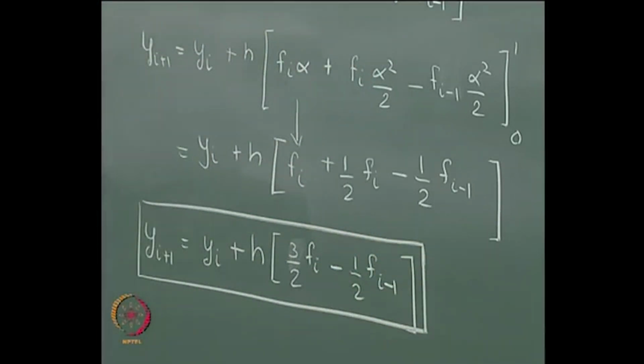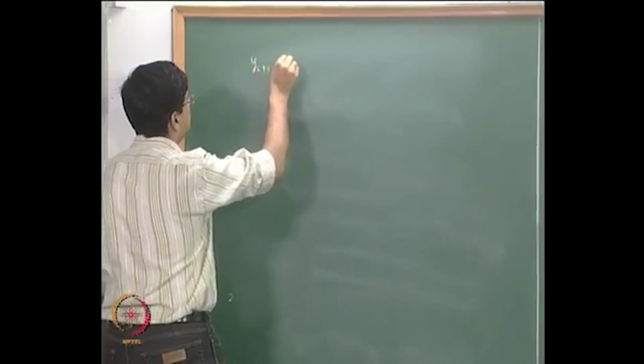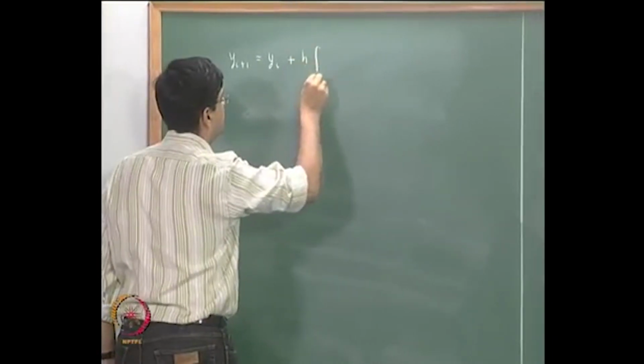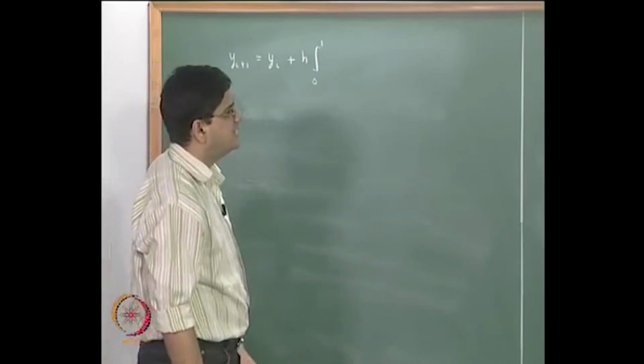of order 2. And in deriving the third order Adams-Bashforth method, we are going to say y i plus 1 equal to y i plus h times, again, the integral from 0 to 1 of p2 i multiplied by d alpha.